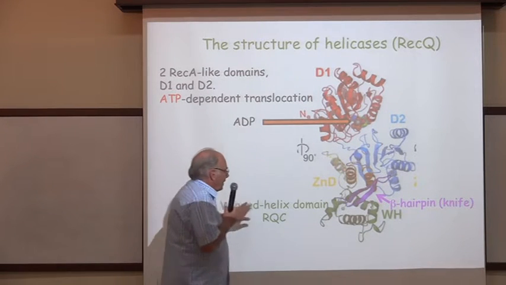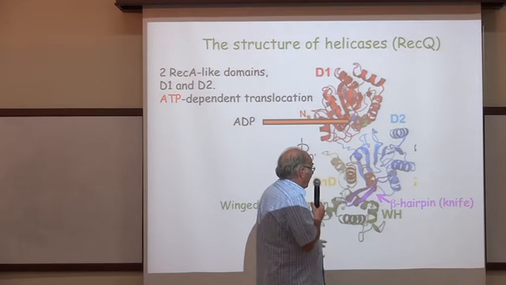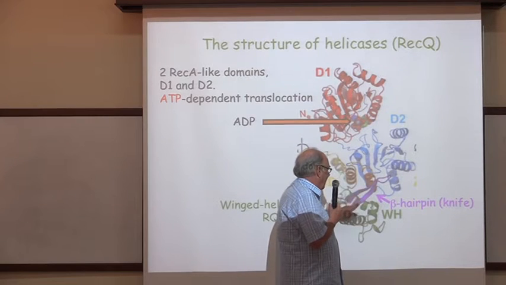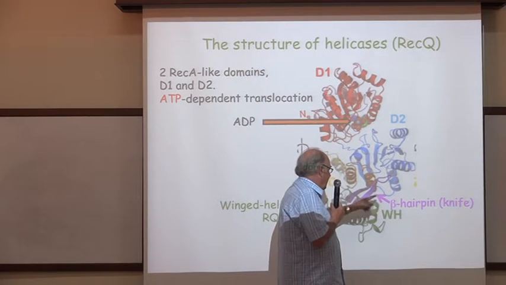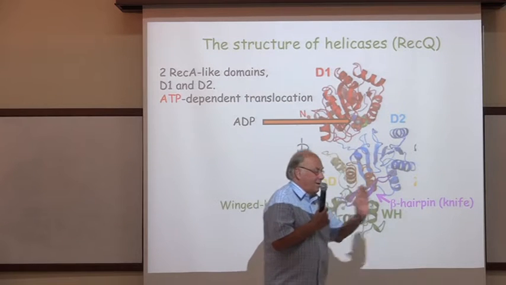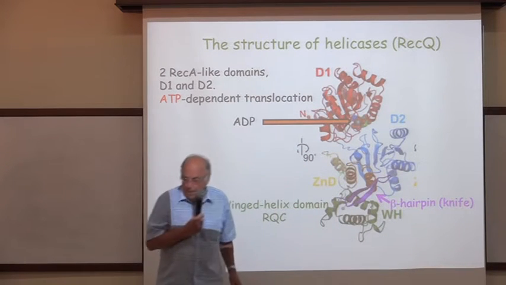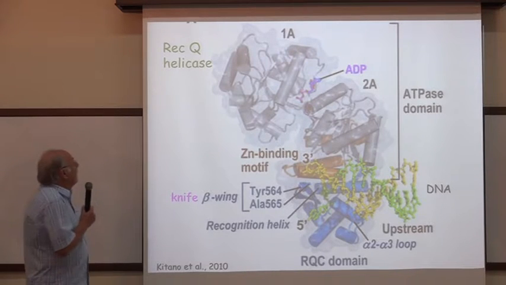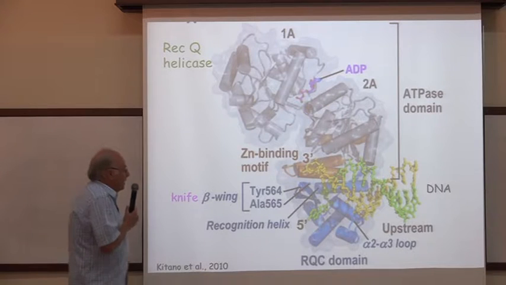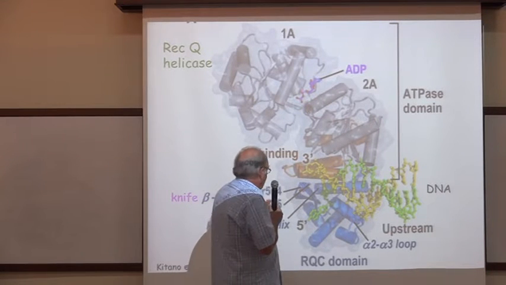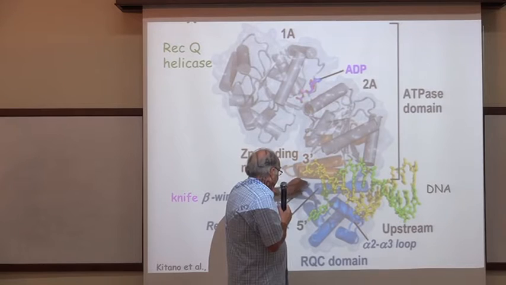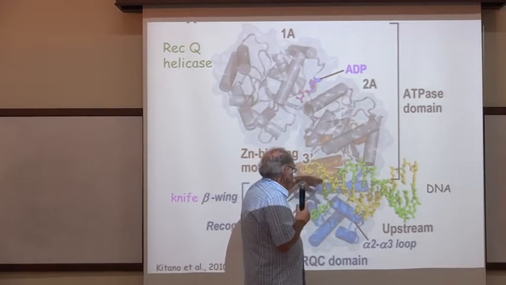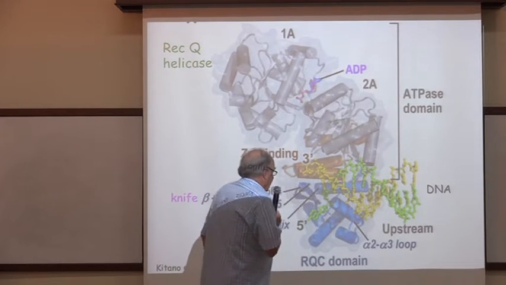But down here is the active part of the whole thing, and here is a beta hairpin, which is the knife. So this purple structure here is cutting through the DNA. So here we see a complex with a piece of DNA, and here is the knife now in different color. So it's opening up the two strands, the yellow and the green strand of DNA.